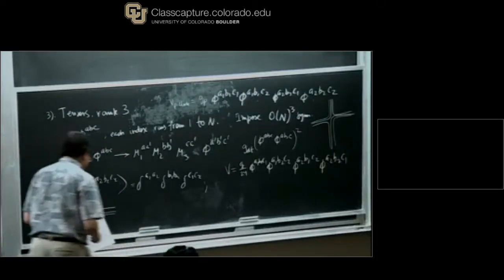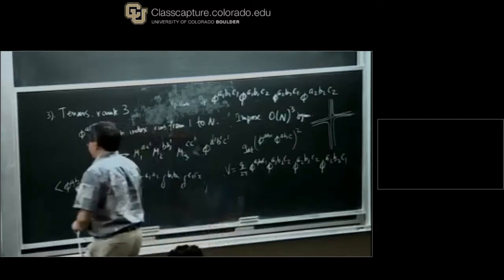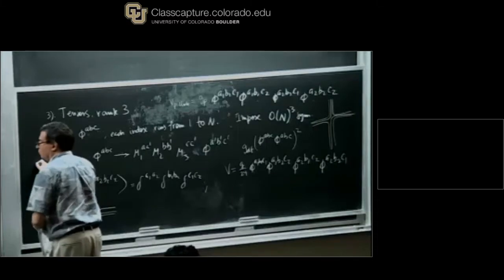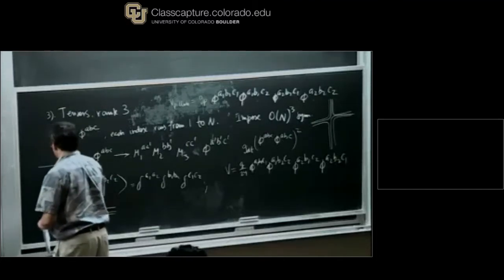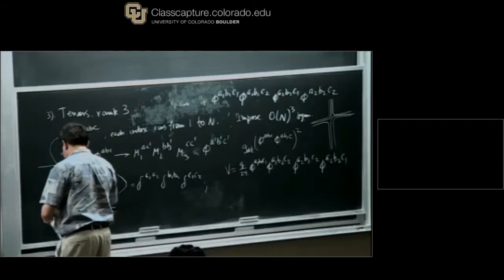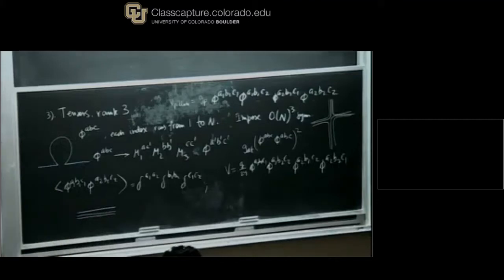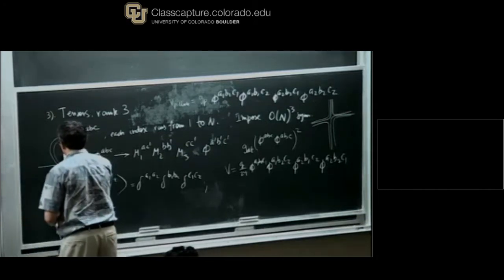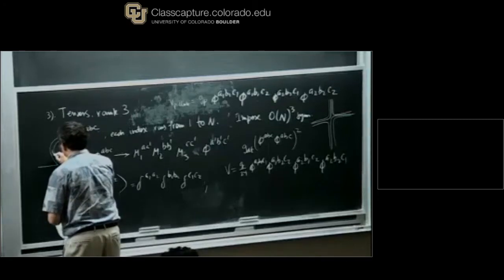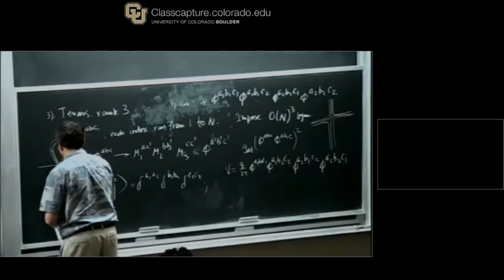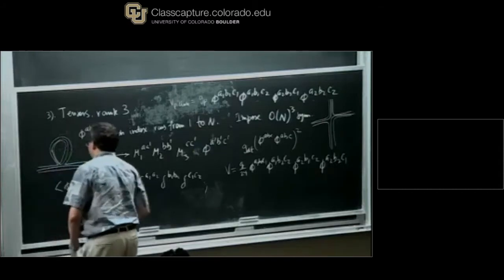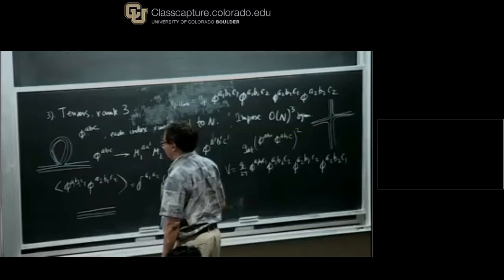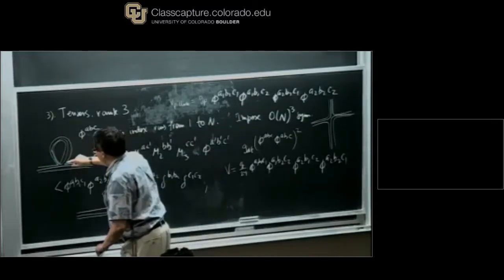Let me draw this. So the snail will start looking like this. And then there is yet another green line. This makes sense. Yeah, so you see that there is now a double loop.